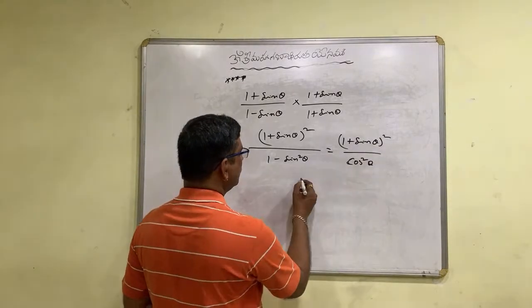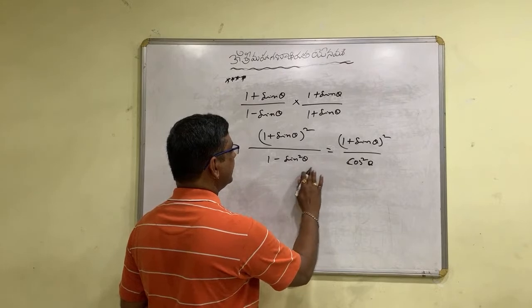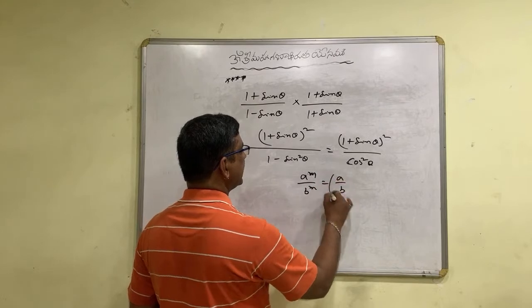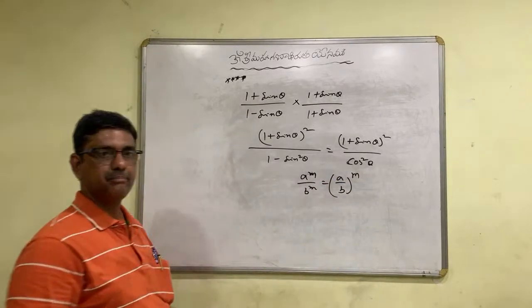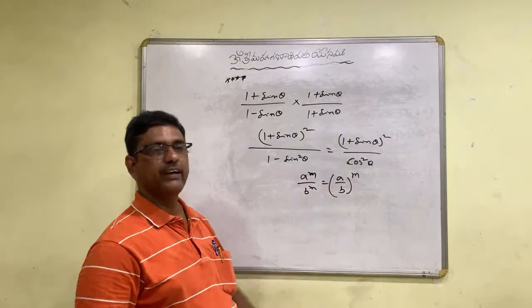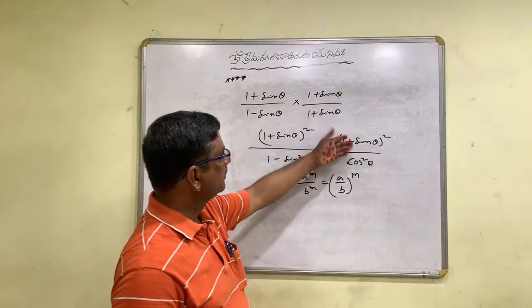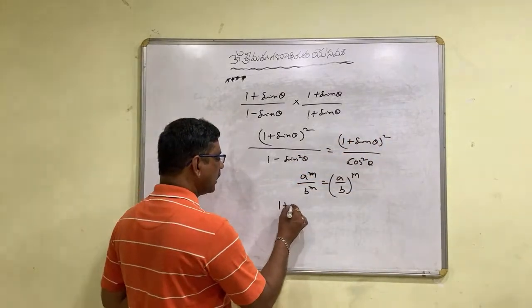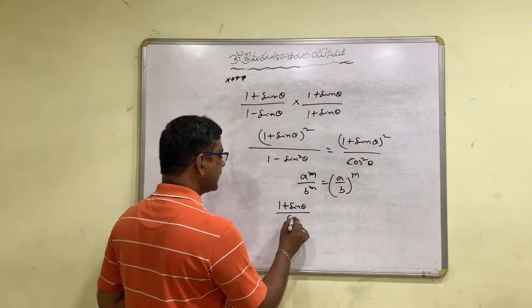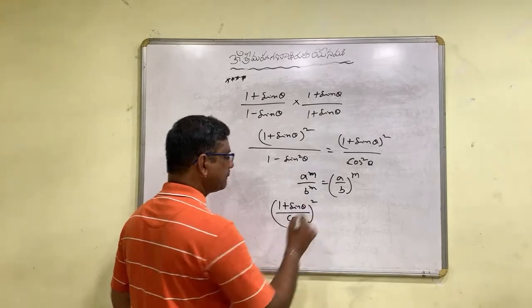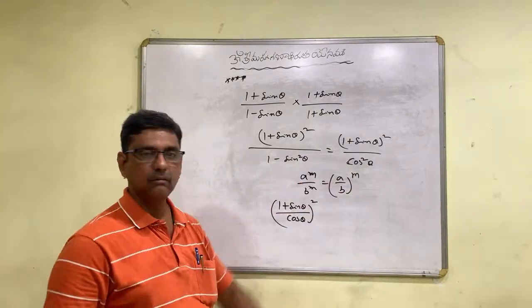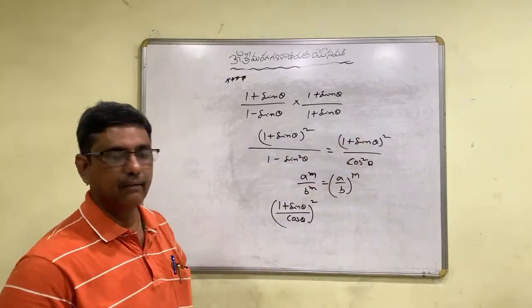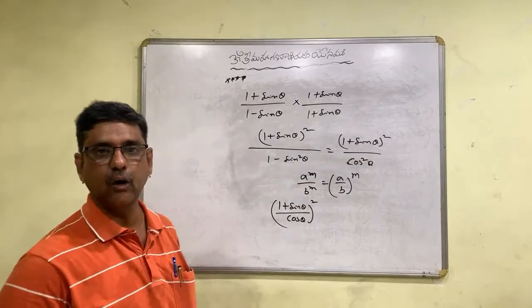We have an exponential identity, a power m by b power m, we can write it as a by b whole power m. Is that right, children? Like that, 1 plus sin theta whole square by cos square theta, we can write it as 1 plus sin theta by cos theta whole square.